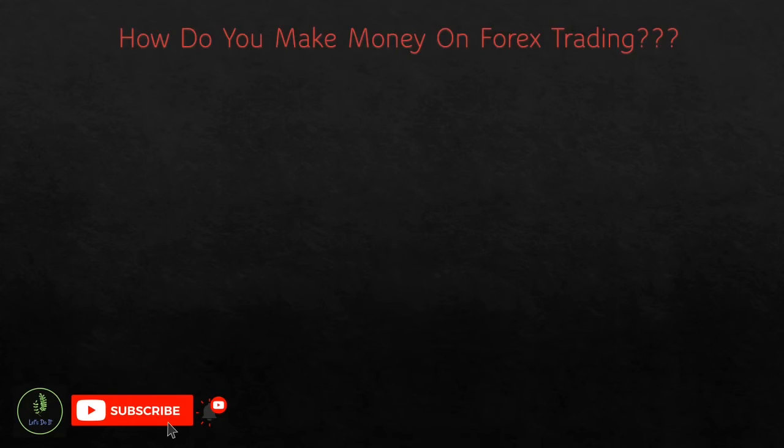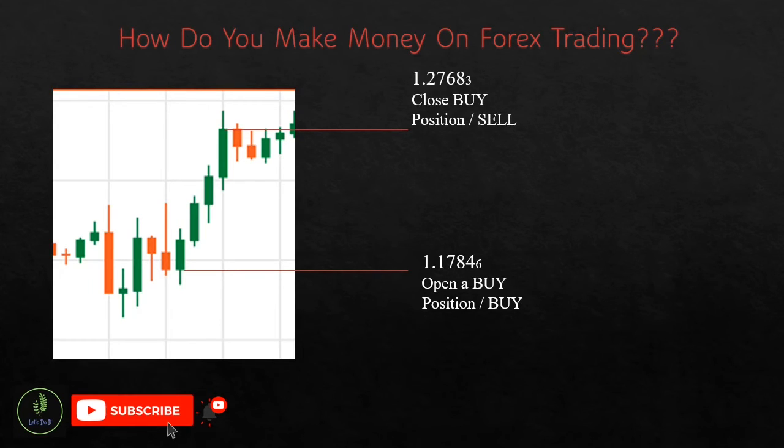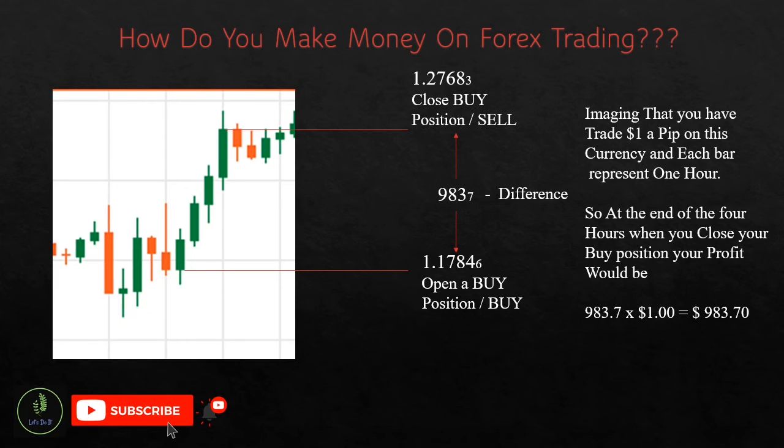Now we'll see how you make money on forex trading. Imagine that you trade $1 a pip on this trade. How to calculate pip values I'll explain in my second video, so don't worry about it. So you open a buy position, or buy this currency, at 1.1784, and each bar indicates 1 hour. After 4 hours, when you close your buy position at 1.2768, or you sell it, the difference is 983.7 pips. Because you trade $1 per pip, at the end of your trade you get $983.70 as your profit. This is how you make money.